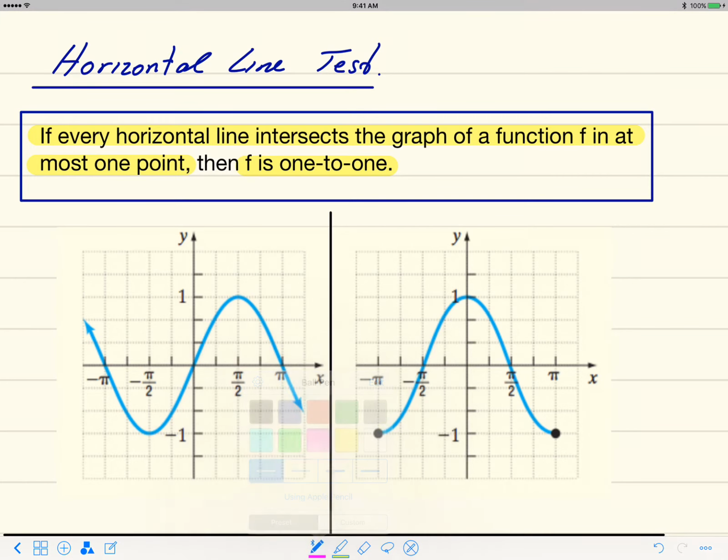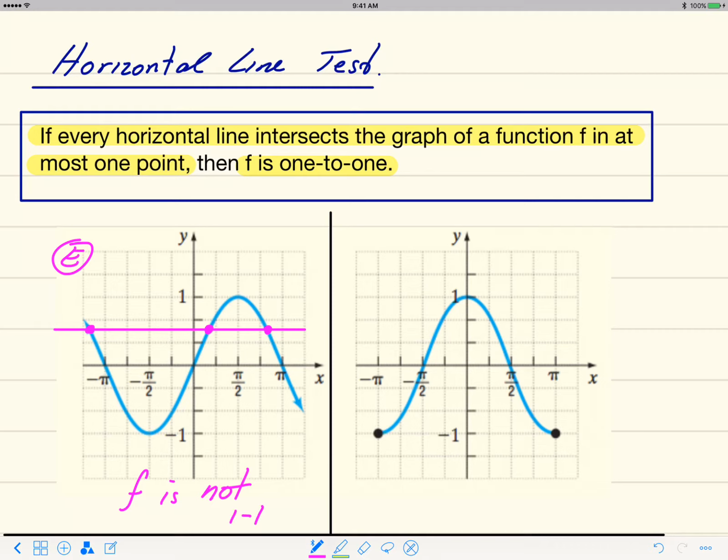So, for example, in this first example here, for this graph, if I can figure out a way to draw a horizontal line to cut the graph more than once, then it won't be one-to-one. And of course I can figure out how to do that. For example, this line cuts the graph in more than one point. It happens to be 3 points. And so for this reason, the horizontal line test says that this function is not one-to-one.